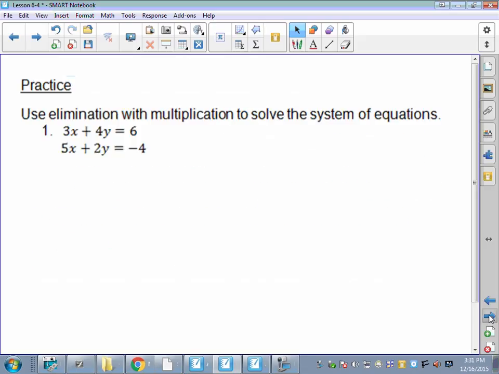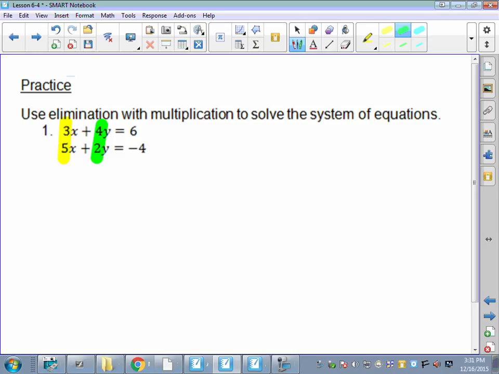The directions say use elimination with multiplication to solve the system of equations. At some point, we're going to just say solve the system. Use whatever method makes more sense to you. When I look at these two equations, the coefficients of my x's are 3 and 5. The coefficients of my y's are 2 and 4. I don't even look at the constants. I don't care about that 6 and negative 4 quite yet. What would be easy to make the same number?